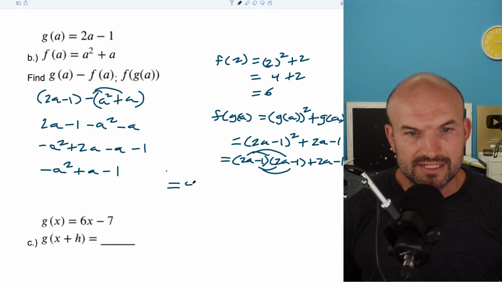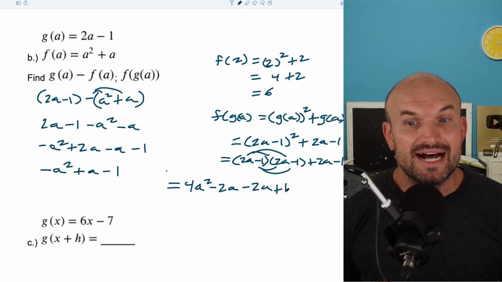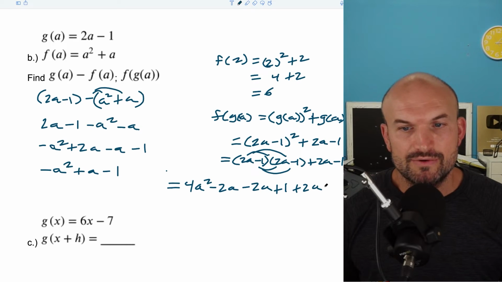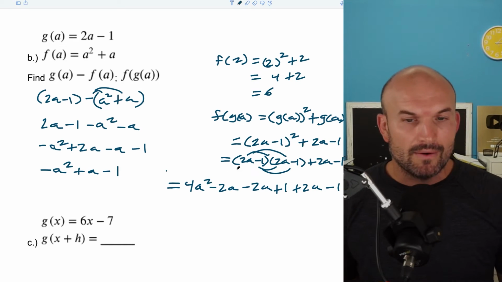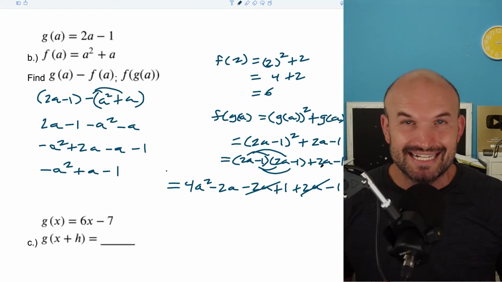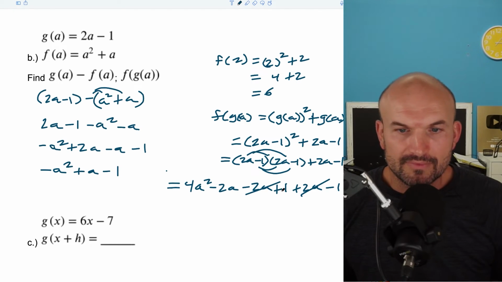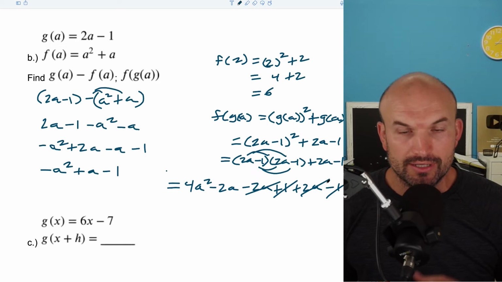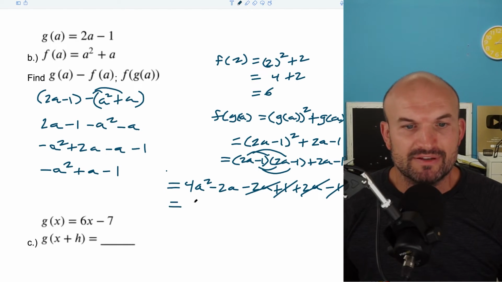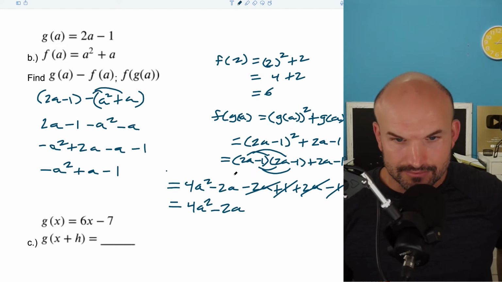2a times 2a is 4a squared. 2a times negative 1 is negative 2a. Negative 1 times 2a is negative 2a. And negative 1 times negative 1 is a positive 1. And that's again plus 2a minus 1. Now I can group my terms. Notice how this negative 2a and this positive 2a are going to add to 0. They don't cancel out, they just add to 0, but that's why I'm drawing the line here. The same thing is happening with the 1 and the negative 1. Those add to 0. So, I'm finally left with 4a squared minus 2a.